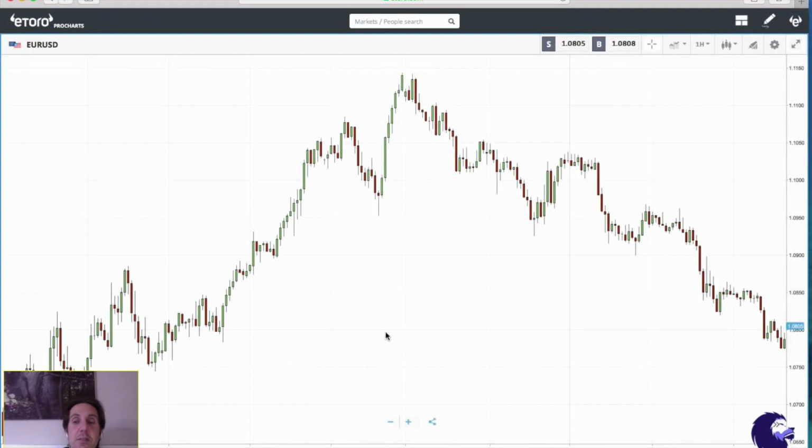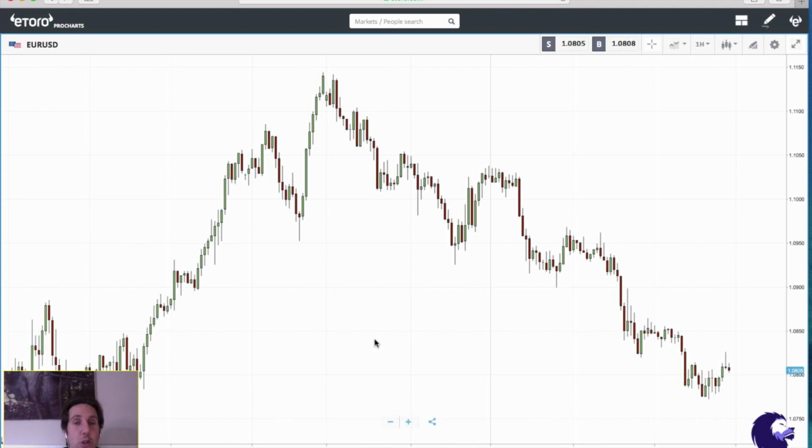Here we have a graphic of the euro dollar in the time frame of 1 hour. I use eToro with its pro chart for this example. Let's look at an example here. The downtrend is here. You can see clearly it's a downtrend. The price is always making new lows and new lower highs. Okay, that's a downtrend. We put all the resistances in all the highs, and all the supports in all the minimums.